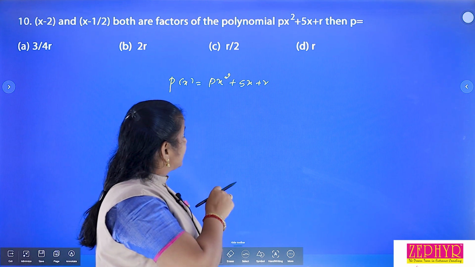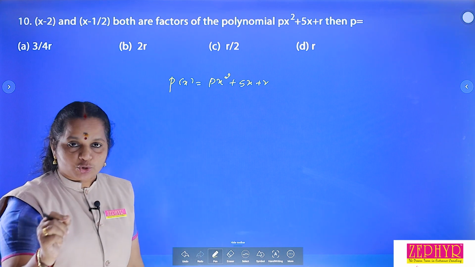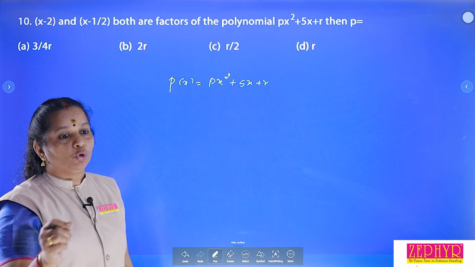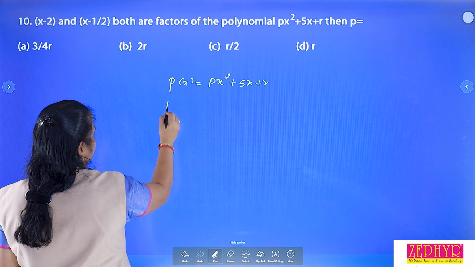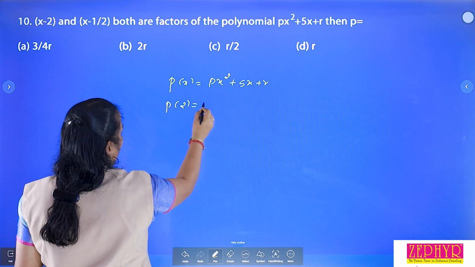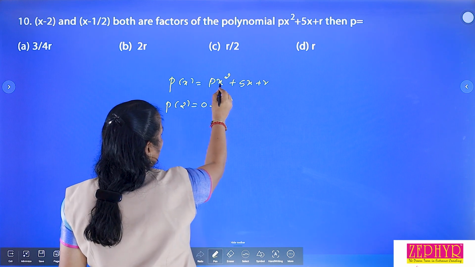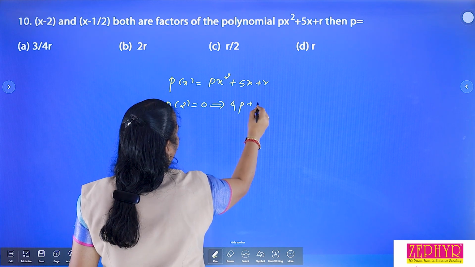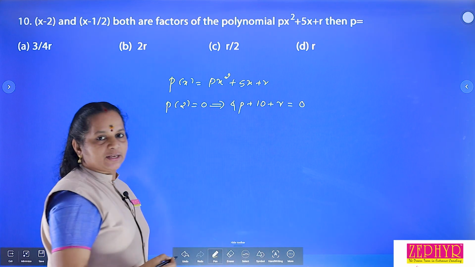From the previous question we already discussed this topic. If x minus 2 is a factor of a polynomial, then what is the value of p of 2? p of 2 is equal to 0. So if x minus 2 is a factor, we get p of 2 equal to 0. What is the value of p of 2? 2 square, so it is 4p plus 5 into 2, 10, plus r, equal to 0.